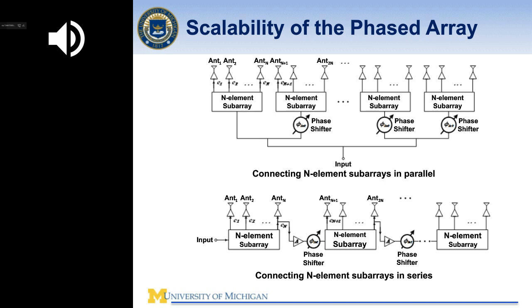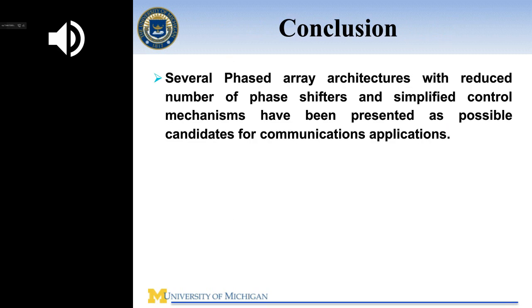So with this, I would like to conclude my talk. Just showed several different architectures that allow phased array complexity to be reduced and the array to be controlled using a minimal number of control lines and a small number of phase shifters. Phase shifters, of course, that are used here were all analog, but one can use digital phase shifters as well.